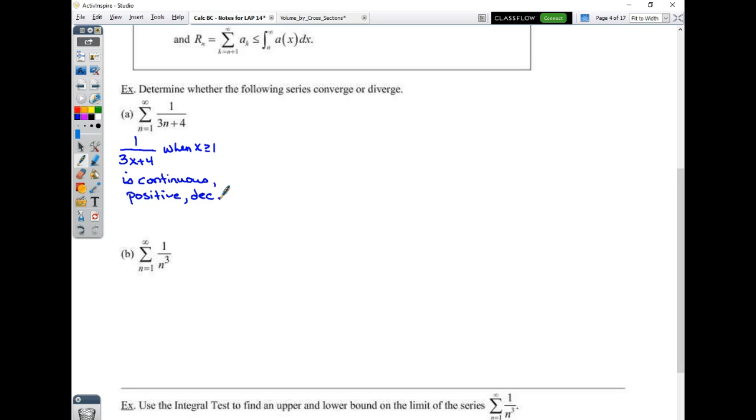So now we use the integral test to attack this. We say, well, if this is the case, let's take the integral from 1 to infinity of 1 over 3x plus 4 dx. And my question to you, should that integral converge or diverge? What do you think? You think it's going to converge?